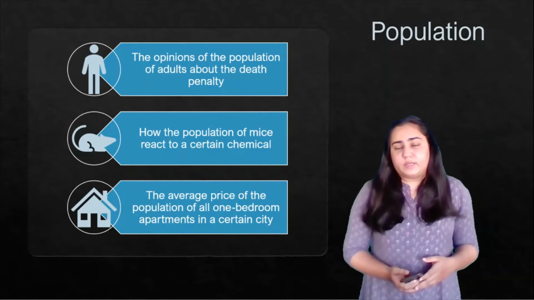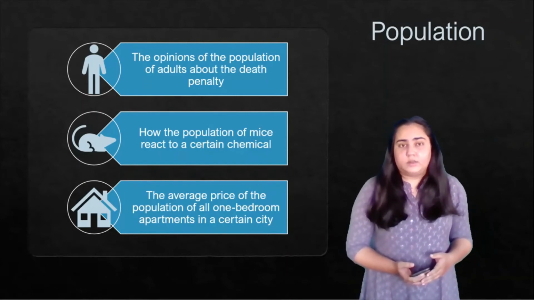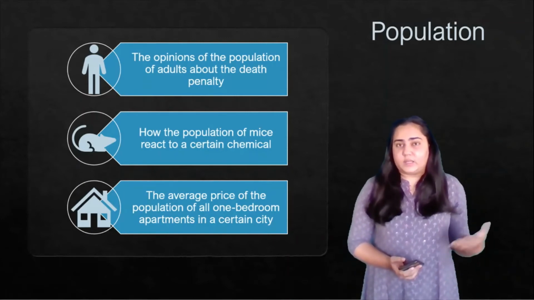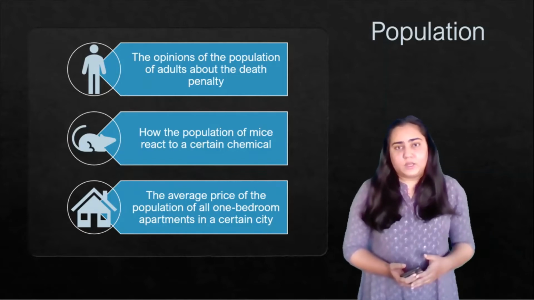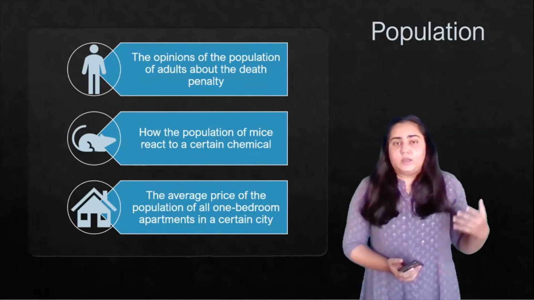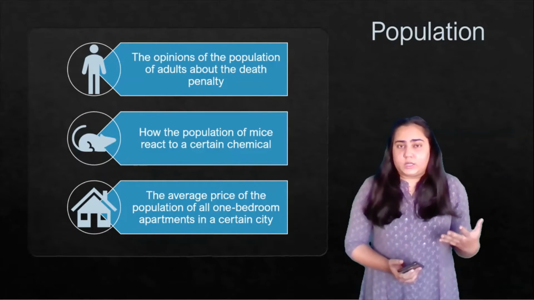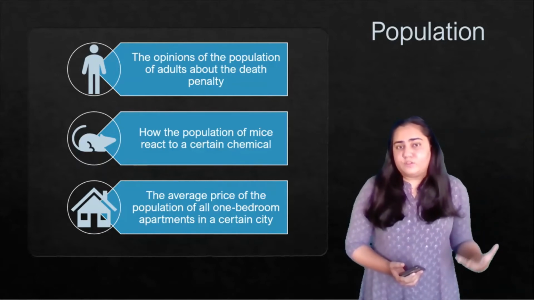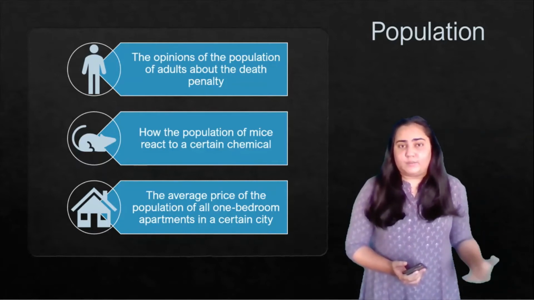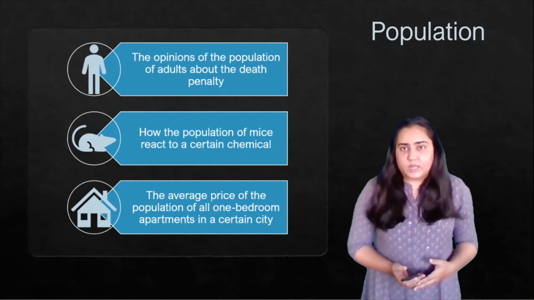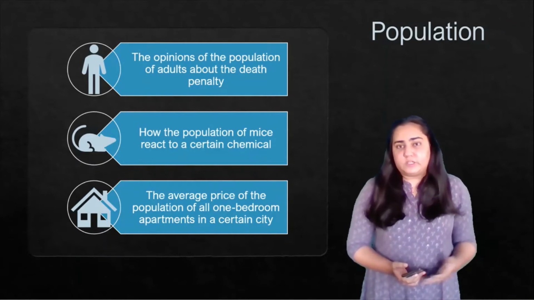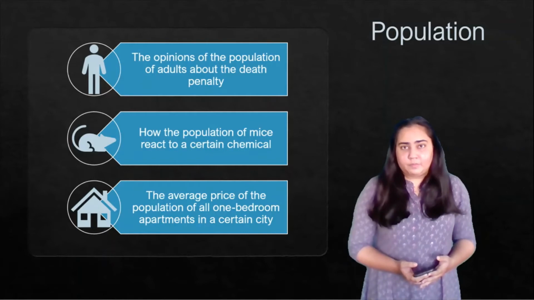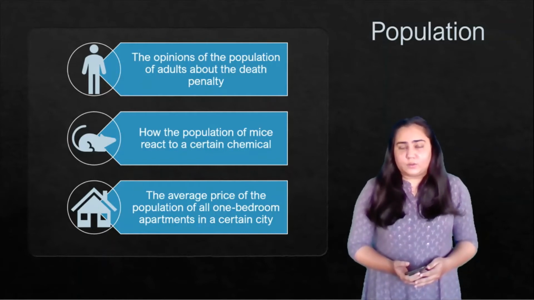Population could also be some inanimate object. It's not necessarily something that can move around. For example, houses. I could be having a population of one-bedroom apartments in a certain city, and maybe I'm trying to study their prices, how they vary, and what features are available in the houses. So that is also population.